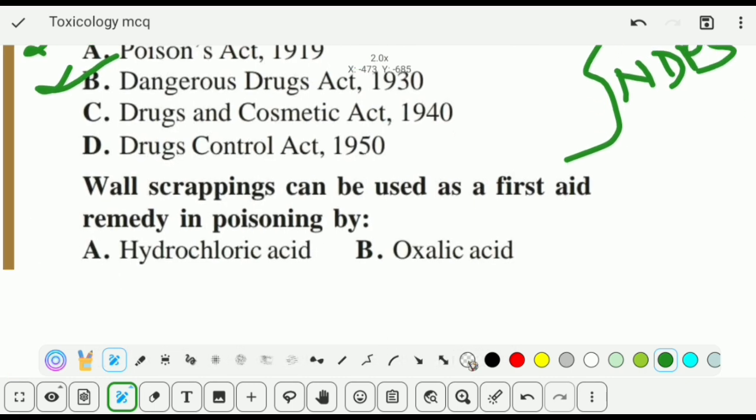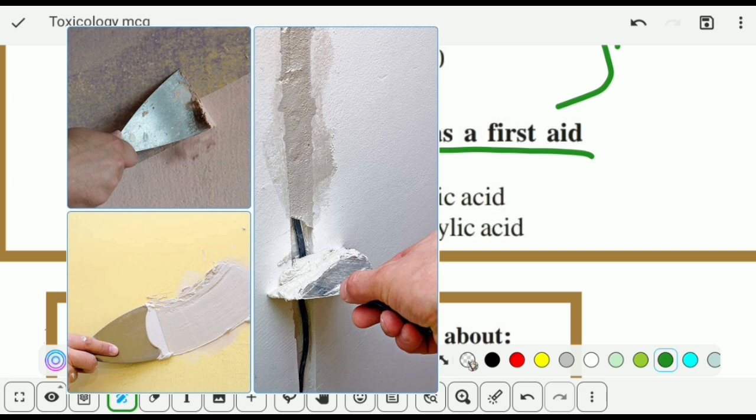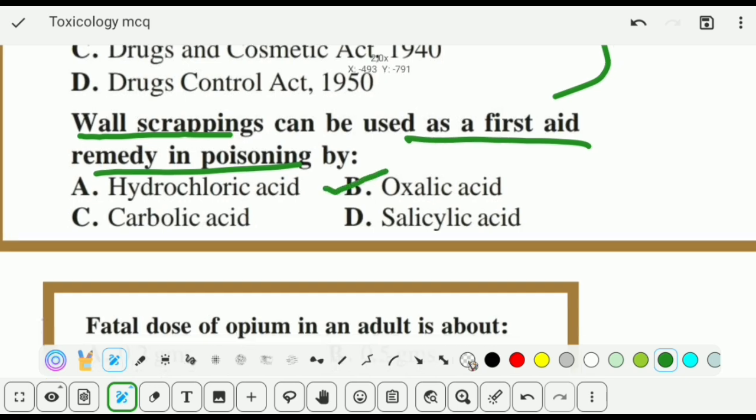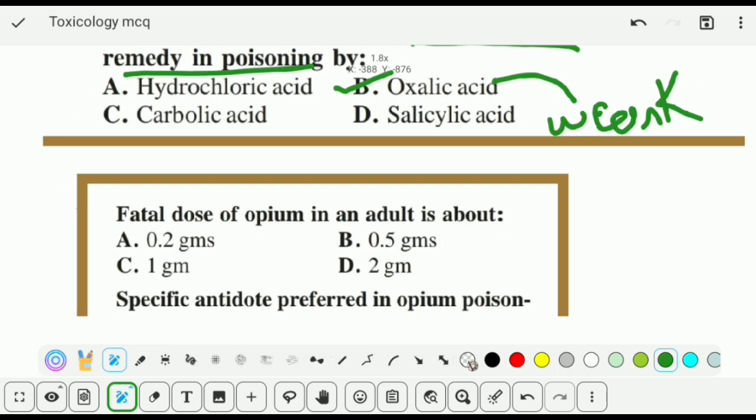This is a very interesting question. Wall scrapings can be used as a first aid remedy in which of the following? These are the images of wall scraping, and it is also used as a remedy. The answer would be oxalic acid. In the case of oxalic acid poisoning, you must remember that oxalic acid is a weak acid and it is also found in trace amounts in tomato.